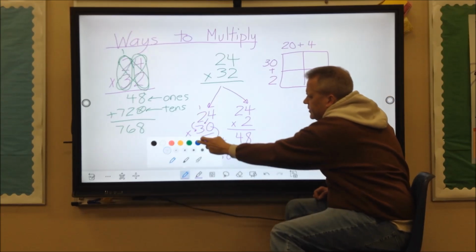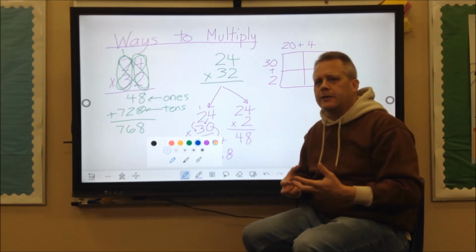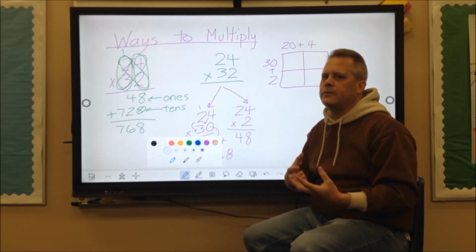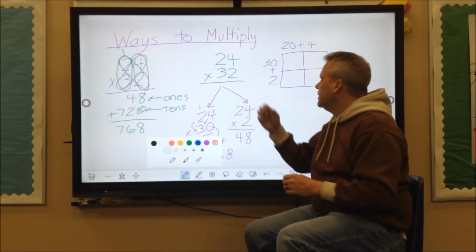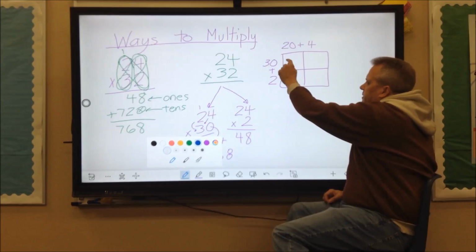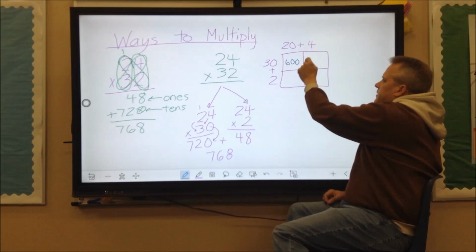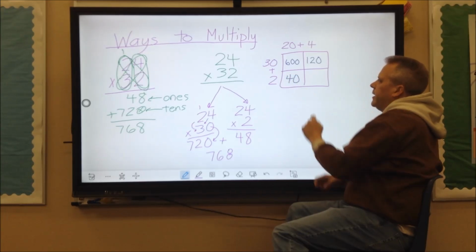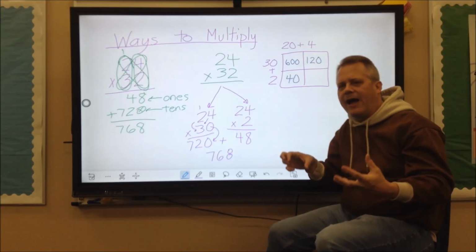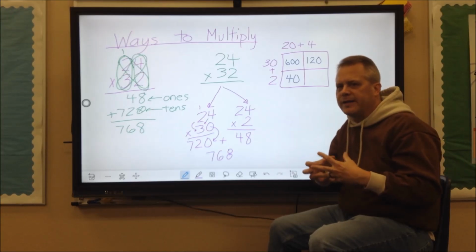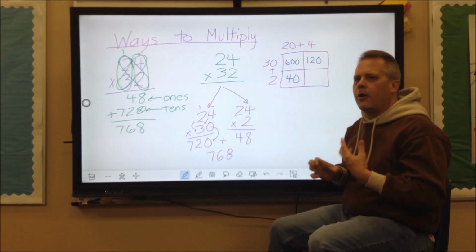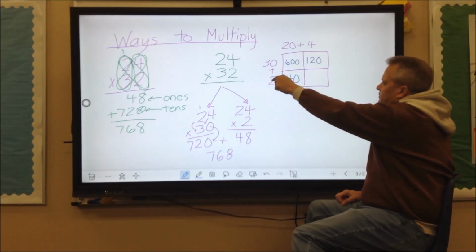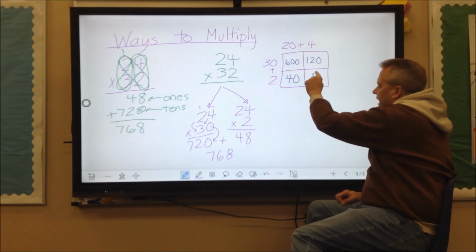Now, this is just a little bit longer. However, we're still going to get the same answers. So here we go. 30 times 20 is 600. 30 times 4 is 120. 20 times 2 is 40. What I'm doing is I'm taking the numbers on the outside and I'm multiplying them together to get the number on the inside. Last but not least, 4 times 2 is 8.